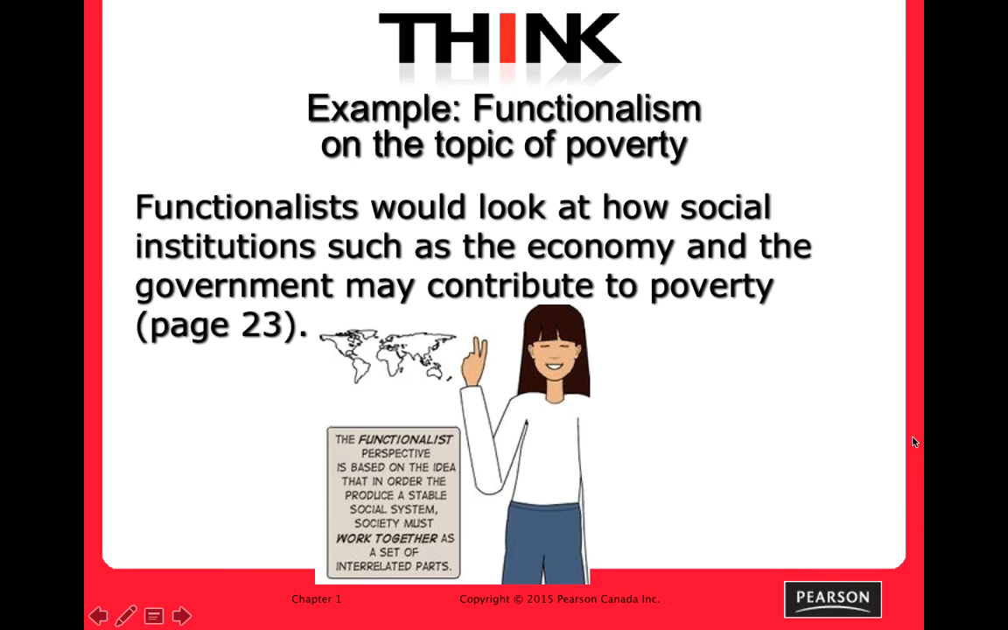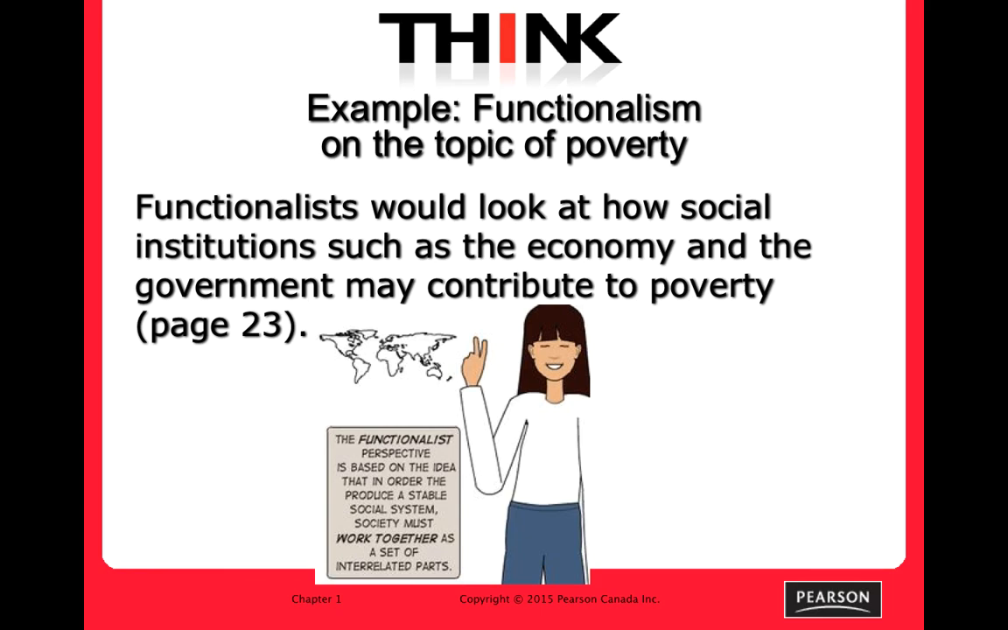So the example of functionalism and how functionalism would look at the issue of poverty starts like this. A functionalist would look at how the social institutions such as the economy and government may contribute to poverty. So it's as simple as that. Functionalists suggest that society works as an interrelated system, and if we want to look at the causes of poverty, we need to look at the entire social structure.